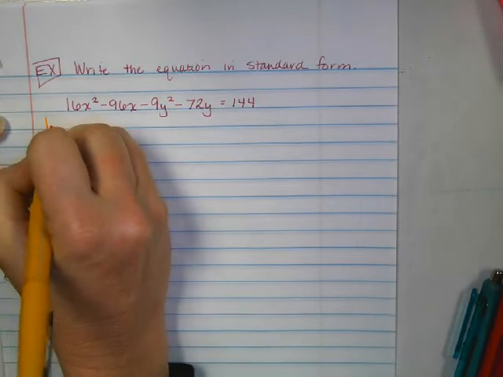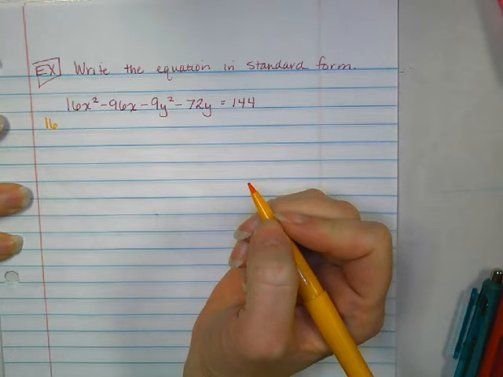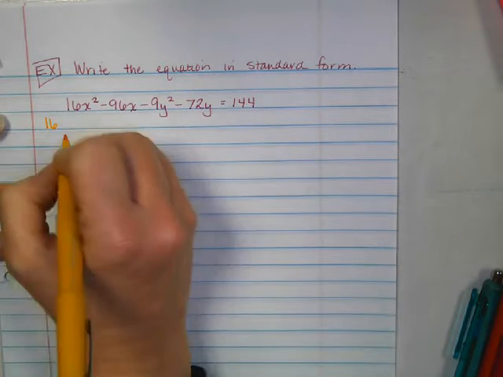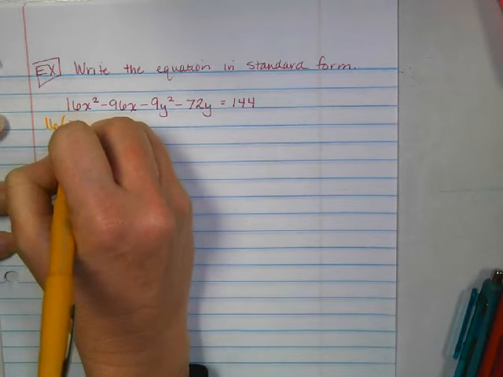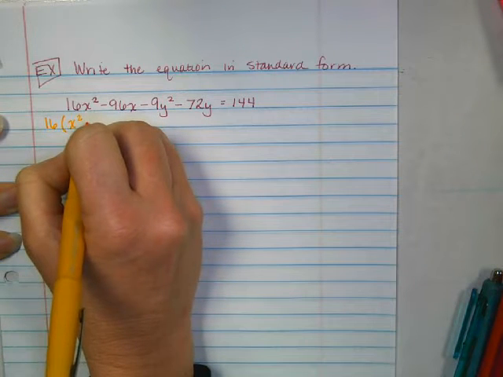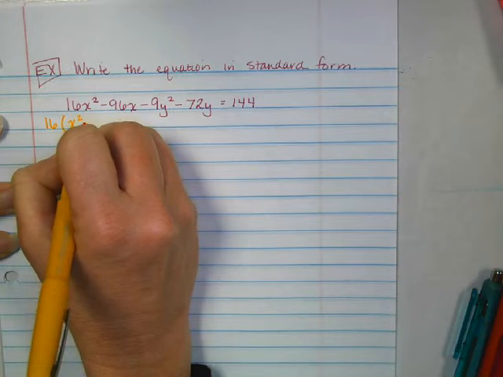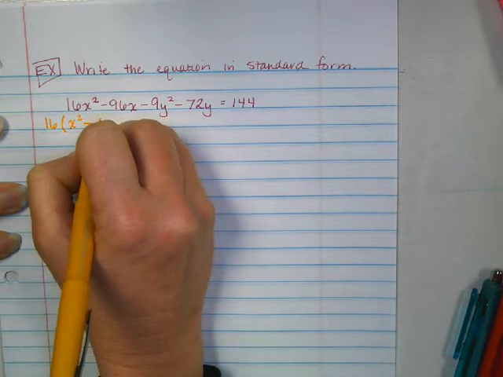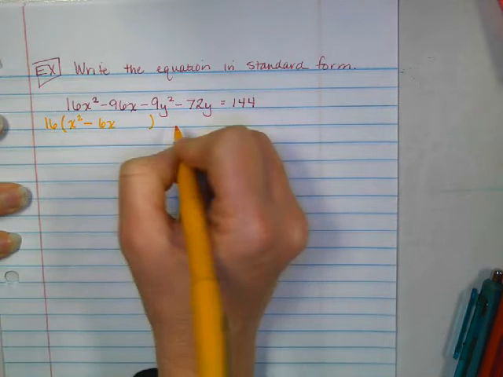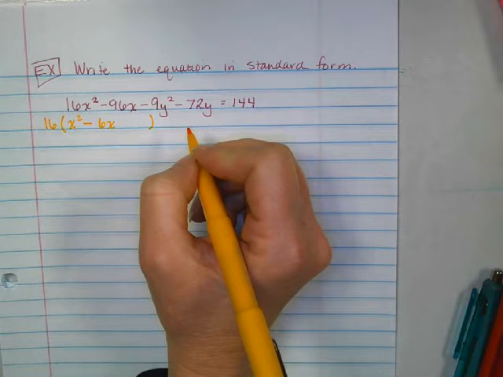Okay, but when we complete the square, remember we want to leave a coefficient of 1. So we're going to factor out the 16 from the x family. So it'd be 16x. And then from the y family, I'm going to factor out -9.